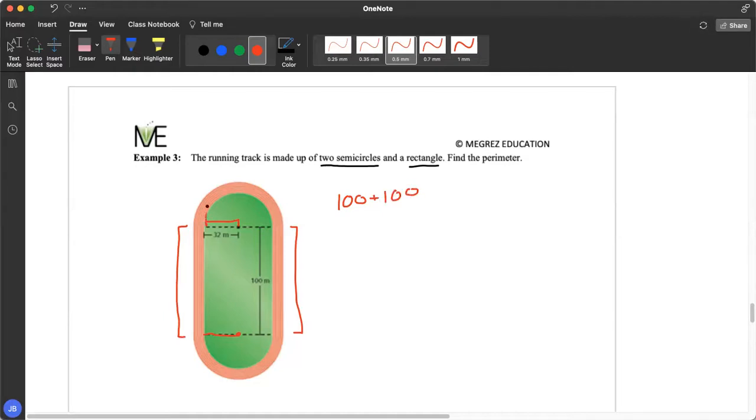Now, if I want to find the perimeter of this part, we'll do perimeter is equal to our diameter times pi divided by 2. And so that would be 32 times pi divided by 2, which I believe is 16 times pi. 16 times pi is equal to 50.24. So now what I have to do is I have to subtract the diameter.